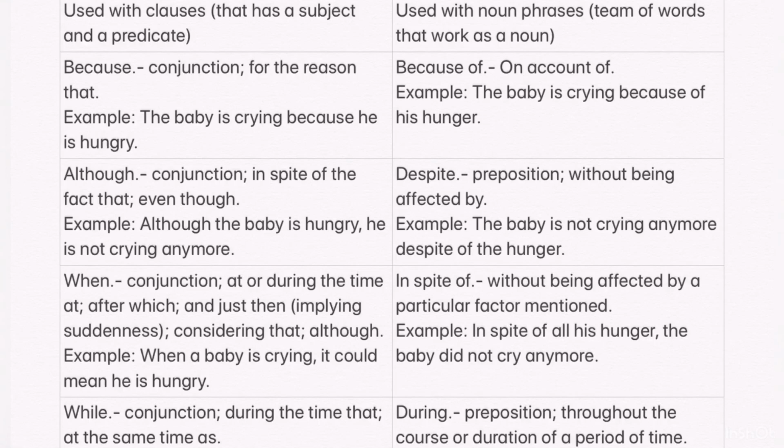Veamos el ejemplo de because of, ¿ok? Because of is really similar to the meaning of because. It means on account of, a cuenta de. And the example will be, the baby is crying because of his hunger. El bebé está llorando por su hambre. In this case, we're using because of because we have a noun phrase after it that is his hunger. His hunger sería su hambre. Esto no puede funcionar como una clause porque no tiene un sujeto y un predicado, nada más es un sujeto. Por lo tanto, se utiliza because of.